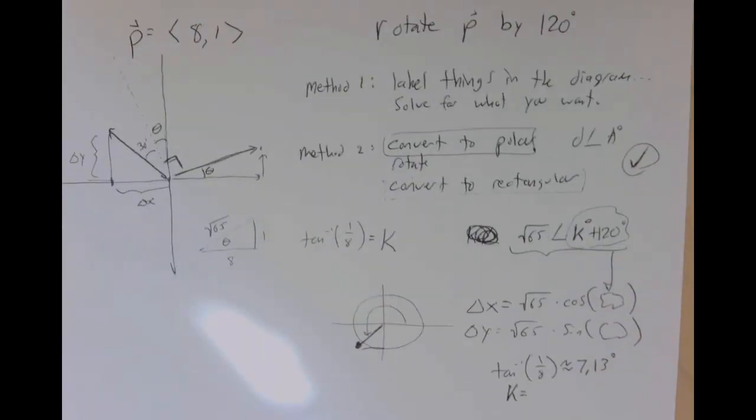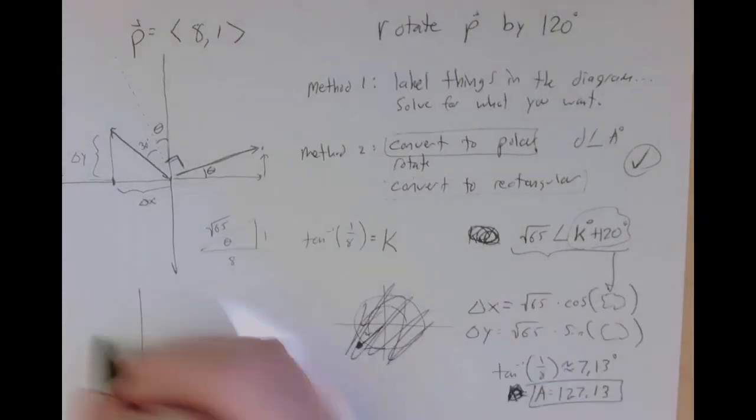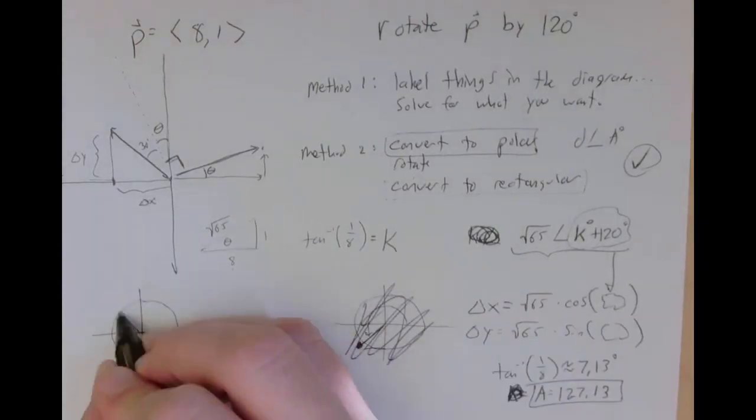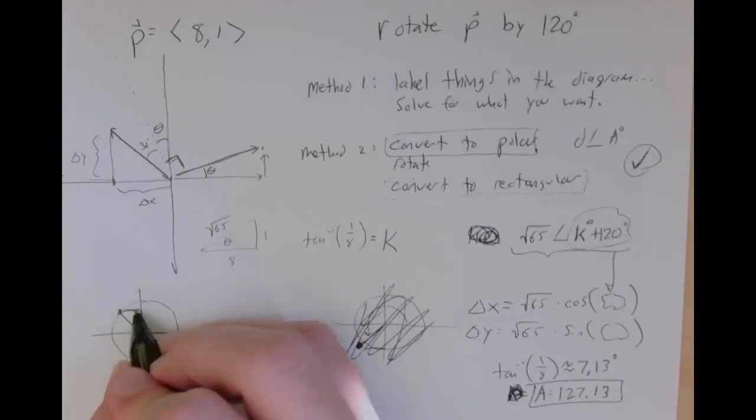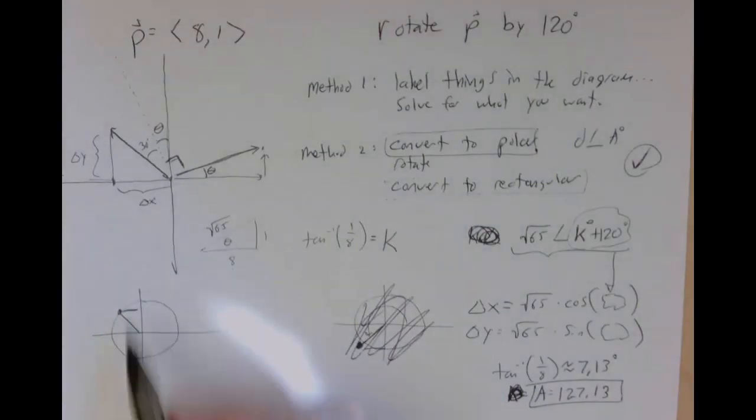So k was 7.13, which means my new rotated angle, which I'm going to call A, is 127.13. Cool, so 127.13 isn't larger than 180, it's more like up here somewhere. So let's draw a new picture maybe. It's going to be here-ish. Oh yeah, right. So now this is length root 65.